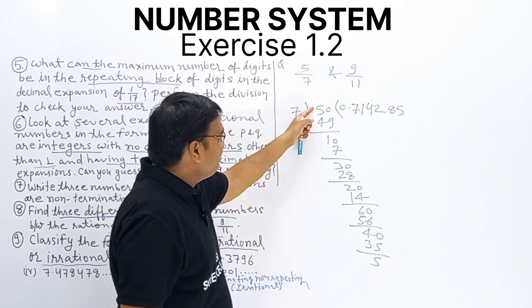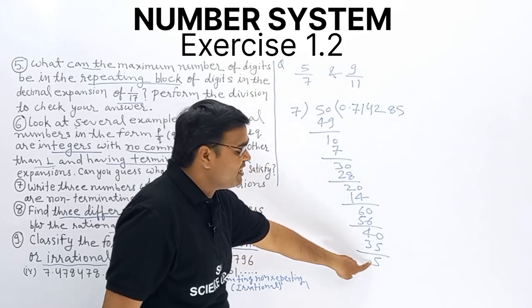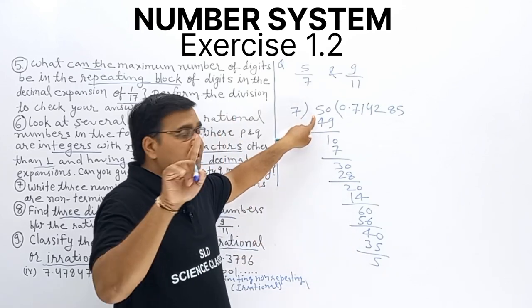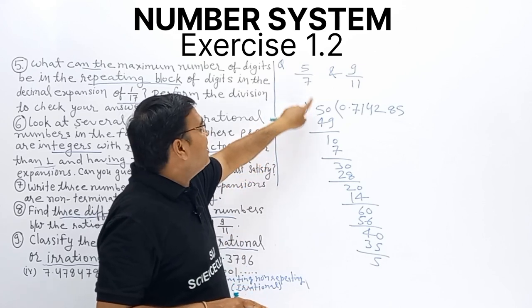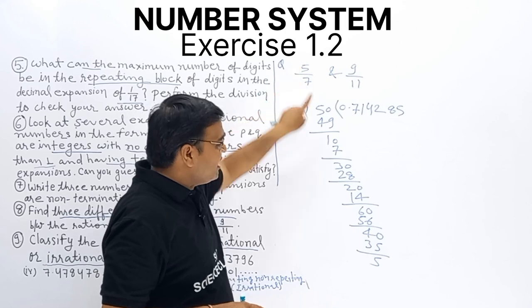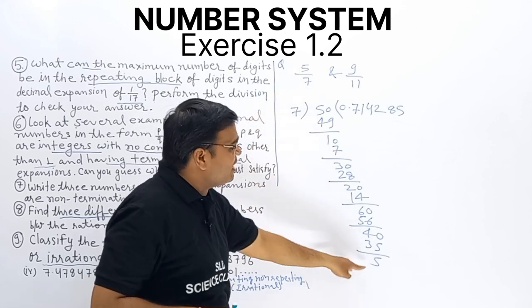After this one, again we will follow this process. Why? Because there is a 5. We started with 5. Here we had 5. We are dividing 5 by 7. Again we are getting 5. So we will follow the same process there.